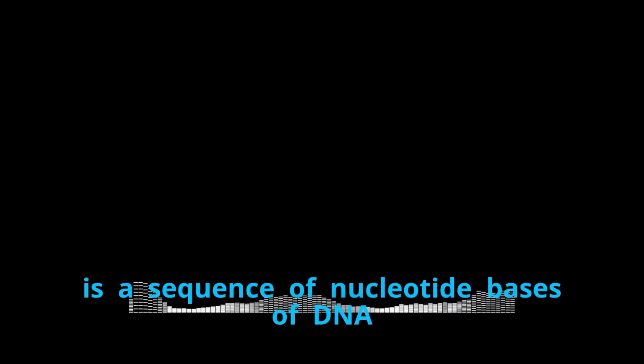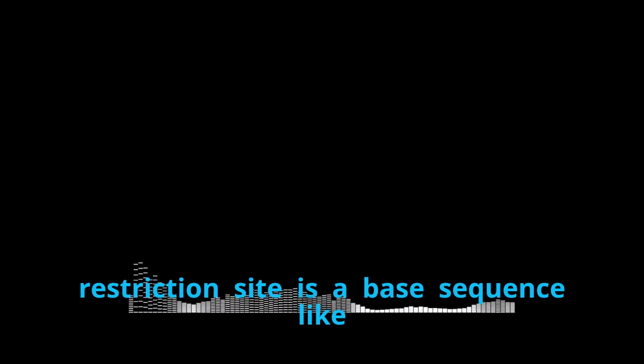Terms used in gene technology. A gene is a sequence of nucleotide bases of DNA that codes for a specific protein. In other words, it's a section or segment of DNA that codes for a particular protein. Restriction enzyme, specifically restriction endonuclease, is an enzyme that cuts DNA at a specific site called restriction site to DNA fragments with sticky ends. The restriction site is a base sequence like GAATTC.